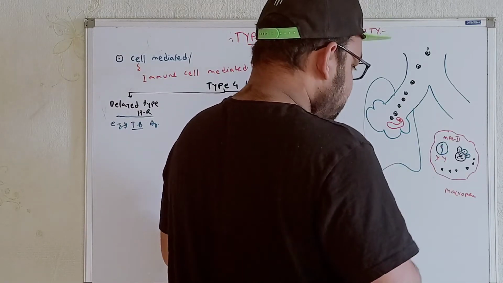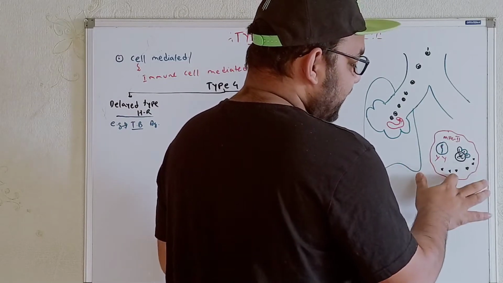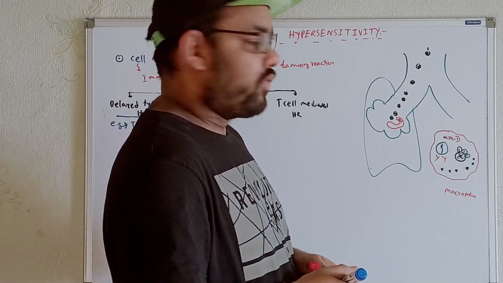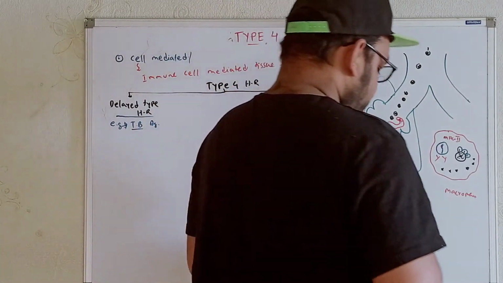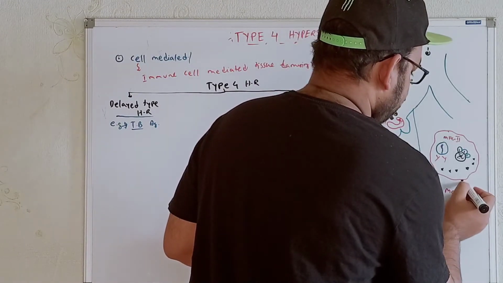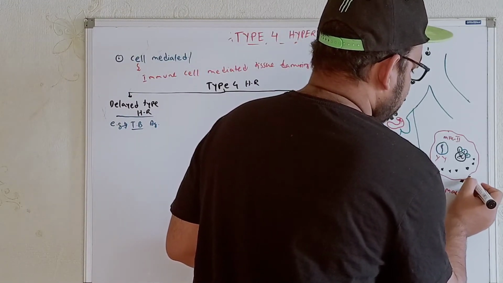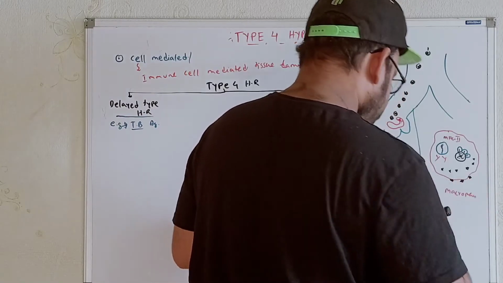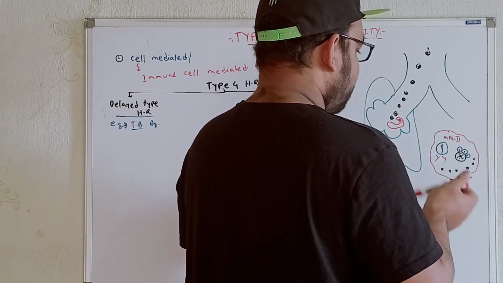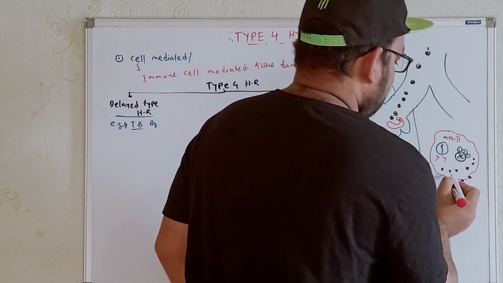Now, these MHC class 2 molecules will take the antigens and represent them on the surface of the macrophage. So, what will we see? For example, these are the antigens, and these antigens will be represented by the MHC class 2 molecule that is produced by chromosome number 6 on the macrophage.